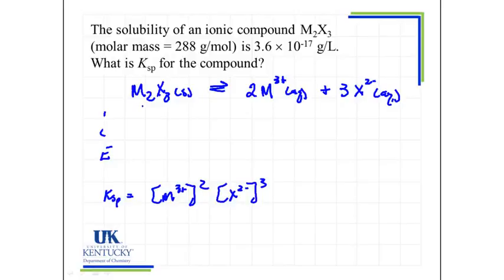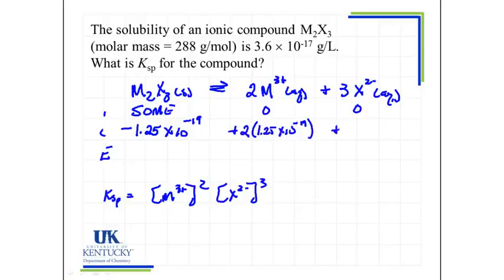Okay, so we'll fill in our table. We have some solid that we put into the beaker. There is none of the ions to begin with. We figured out with your previous question what the molar solubility of this salt is. I'm carrying a little bit extra sig fig here just to carry extra until the end. It was actually 1.25 times 10 to the minus 19. This is the molar solubility. We carry the change line across, so it's got to be twice 1.25 times 10 to the minus 19 here, and 3 times 1.25 times 10 to the minus 19 here.